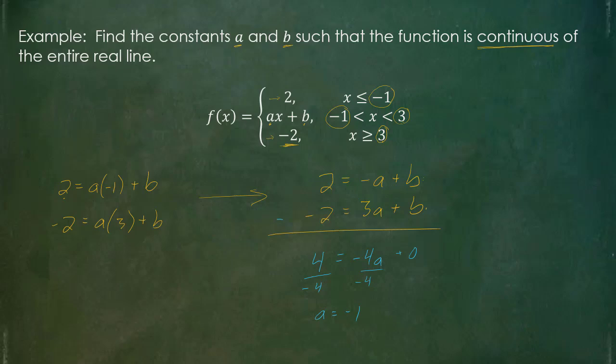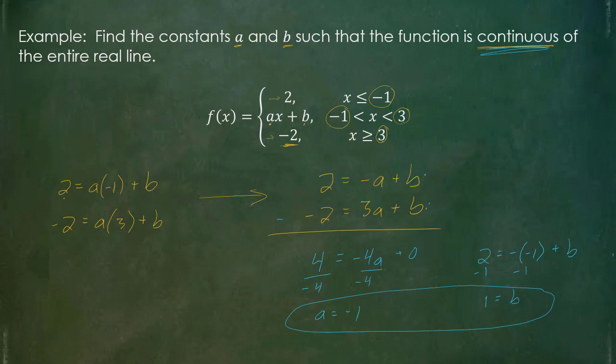And then what I can do with that info is pick either of these two expressions and plug that -1 in for the a value. So I'm just going to take the top one and plug -1 in where a was, and let that be how I solve for b. In this case, the double negative makes that +1, so I'd subtract that over, and I'd get +1 is equal to b. So the values of a and b that force this to be continuous would be those two values.